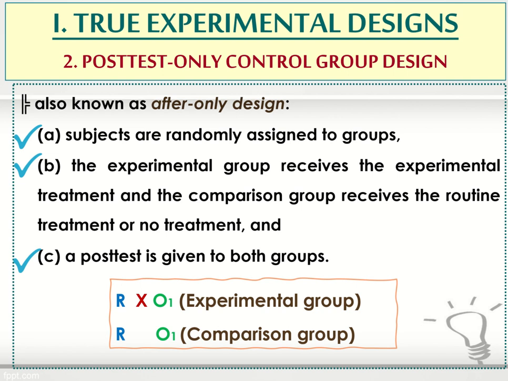Second design, we have post-test only control group design, also known as after-only design. So ito yung mga ginagawa natin for this design. Subjects are randomly assigned to groups as indicated by R. So dalawa uli yung grupo natin. Subjects are randomly assigned sa parehong grupo, and then the experimental group receives the experimental treatment and the comparison group receives the routine treatment or no treatment as indicated by X for the experimental and none for the comparison group.